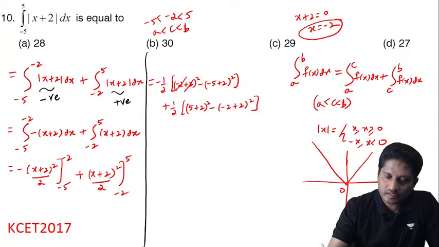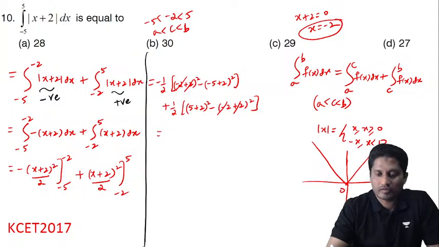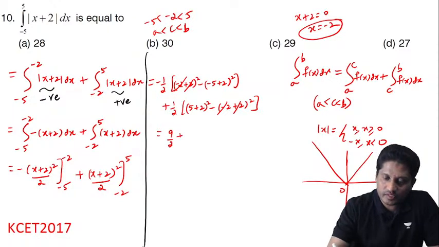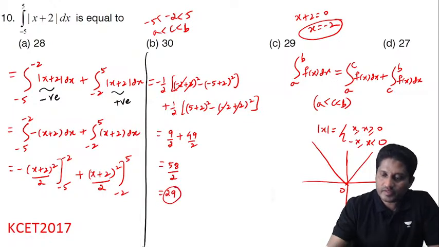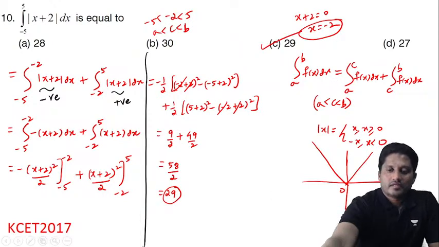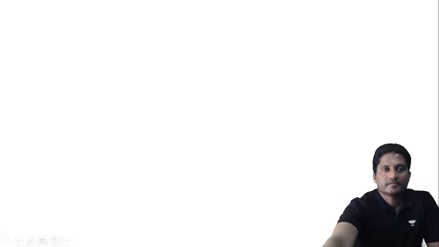Will cancel this as well. Minus of minus is plus, minus 5 plus 2 the whole square is 9. 9 by 2 plus 49 by 2, this is 58 by 2, which is equal to 29. Okay, the answer is option C. Let's move to the next question.